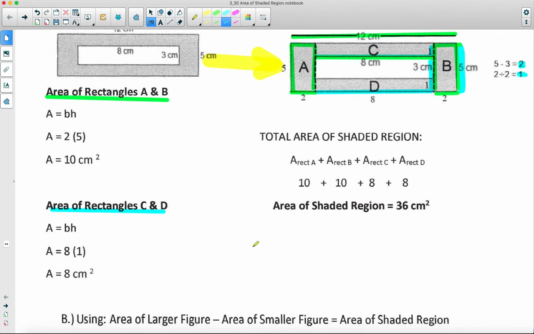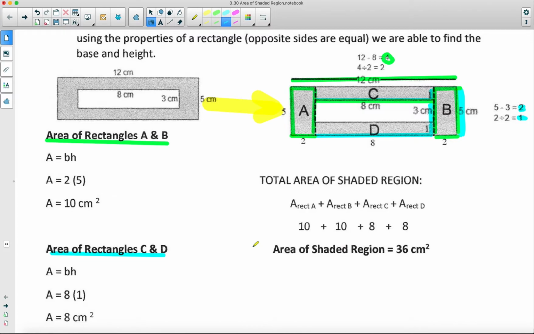So now, in total, how many rectangles do we have? 4. We have rectangle A, rectangle B, rectangle C, and rectangle D. So I took all of the areas. A and B we said were 10 centimeters squared, right? 10 and 10.